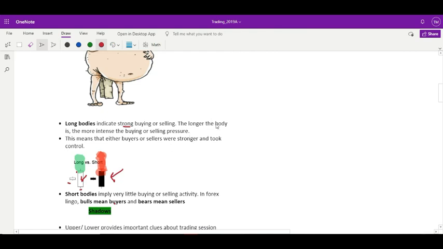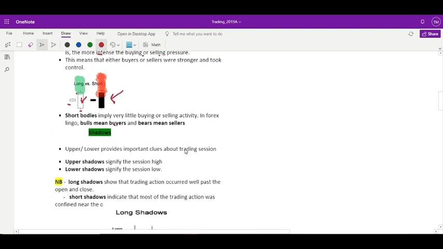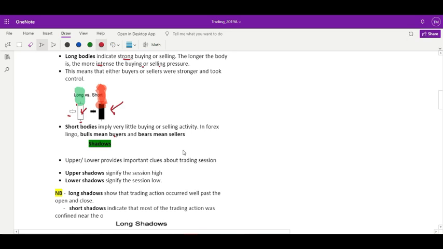So the longer the body, the more intense the buying and selling pressure, which means that the people coming in have more intense pressure, right? So what about these short bodies? This implies that there's less intense pressure of buying and selling activity within that trading session, whether it's 1 hour or 30 minutes, depending on which you use.